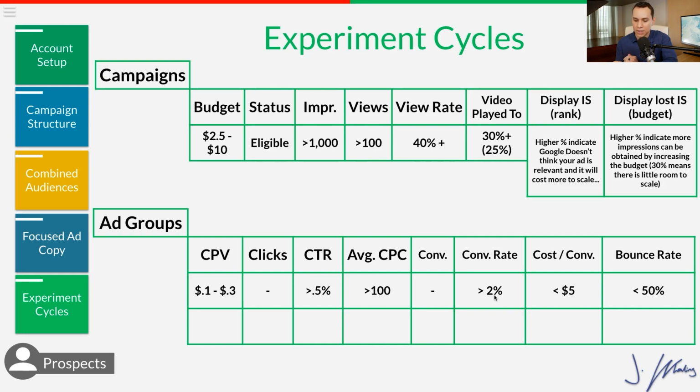Let's go ahead and optimize. Above 1%, you have some work to do. And if it's less than 0.5%, then you should probably just stop it. And then cost per conversion, pretty much anything under $5, and you're doing pretty well.